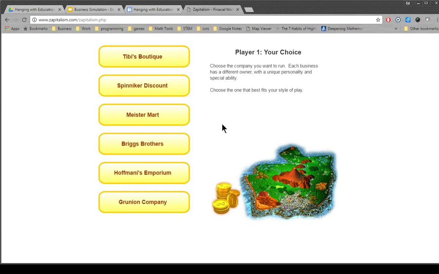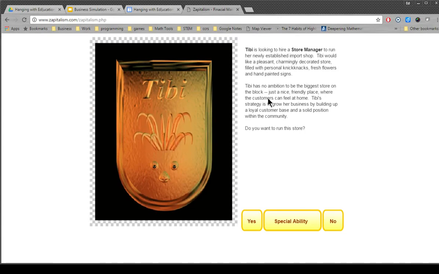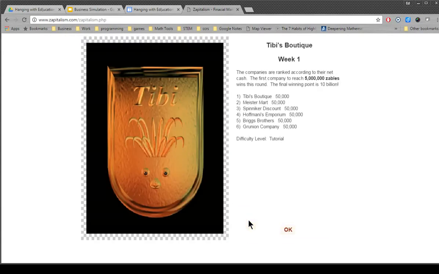While I'm waiting for anybody's input on that, I'm going to choose Tibby's Boutique. And it's just because I'm all about community. I want to be part of the community. So let's see if I can make that work in my simulation. So I'm going to say yes to this because I want to run this store. And it automatically starts off.